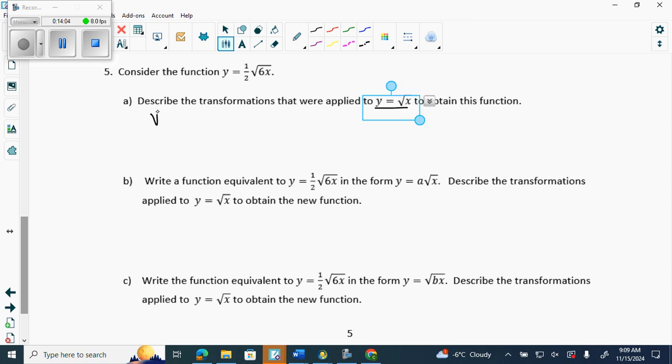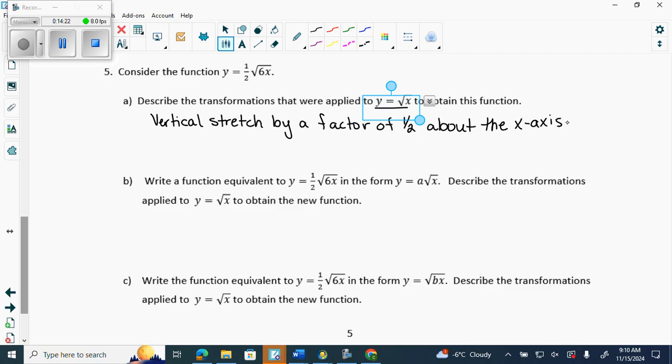So we're going to say it has a vertical stretch by a factor of what? Yeah, of 1/2 about the x. So no short forming it, and you need to actually write the transformations out. And then we have a horizontal stretch by a factor of what? And 6 about the y-axis.